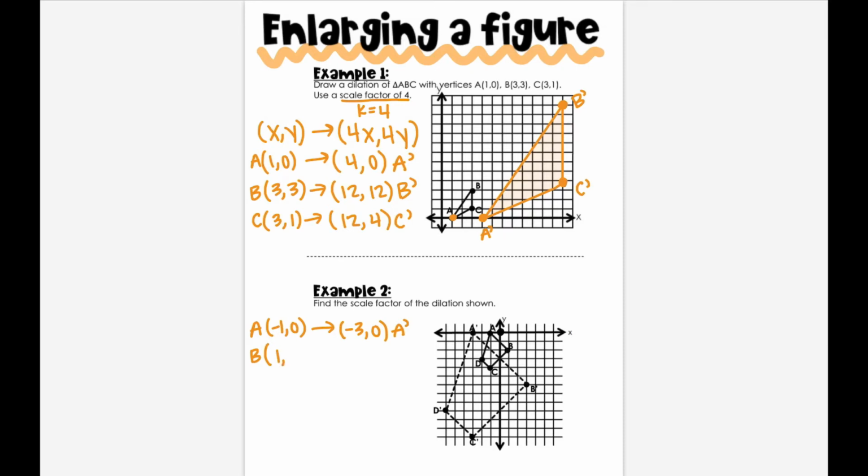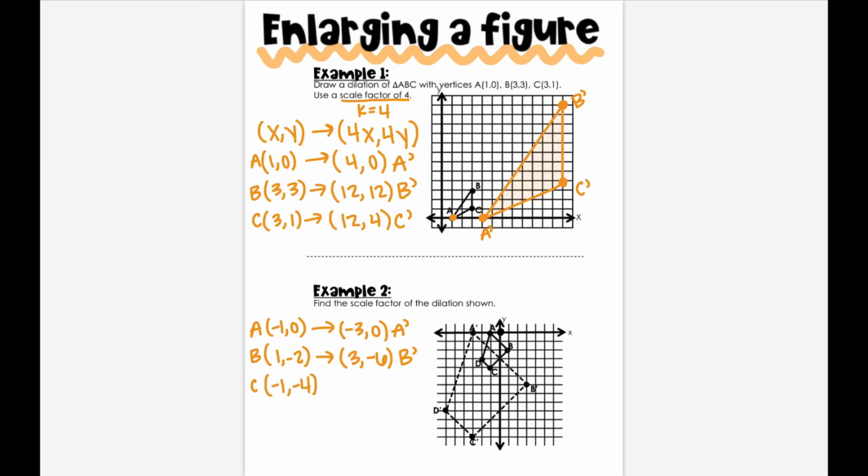Let's look at point B. Originally it's at 1, -2, and B prime is at the point 3, -6. So after we've done a couple of these, you might be able to start seeing a pattern between the original vertices and the prime vertices.